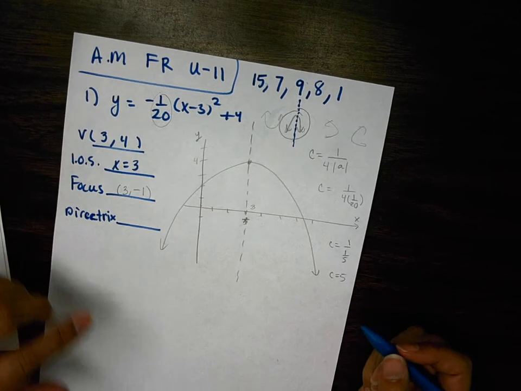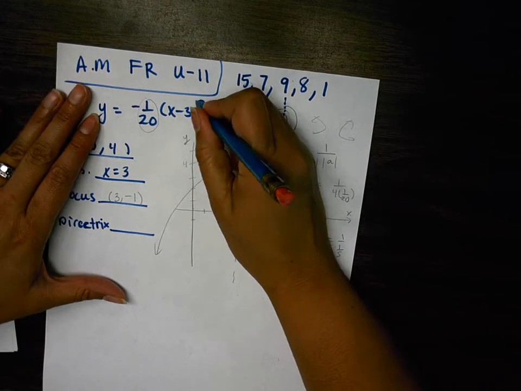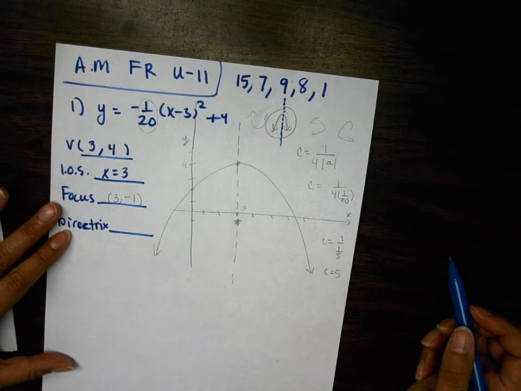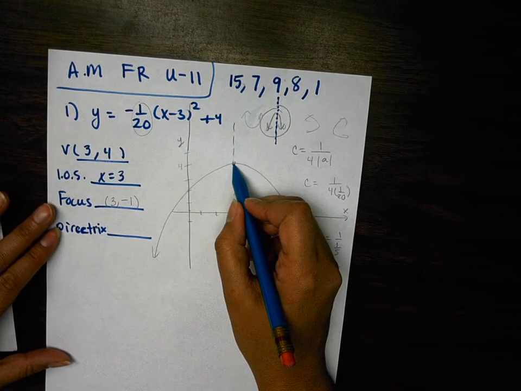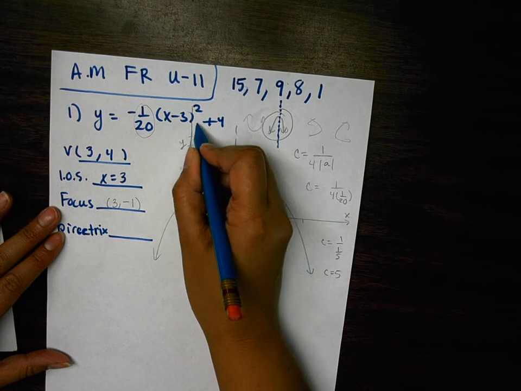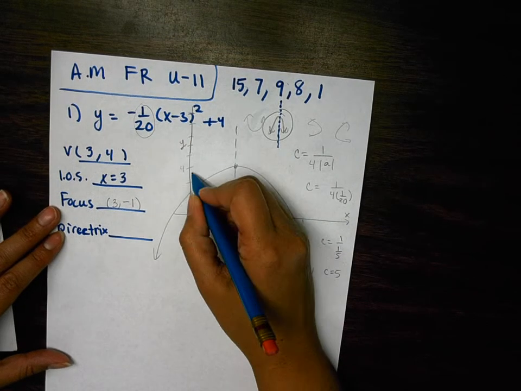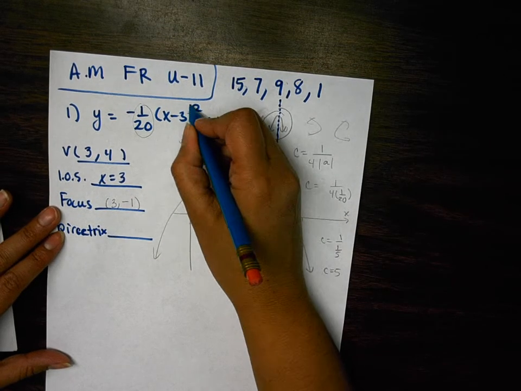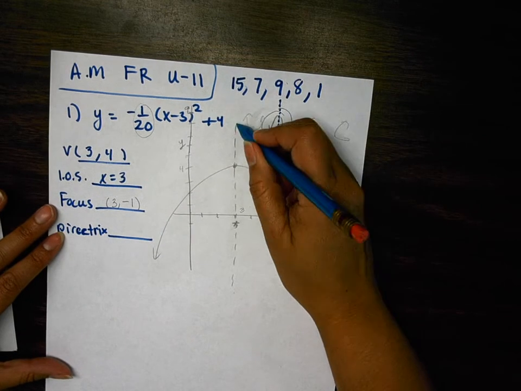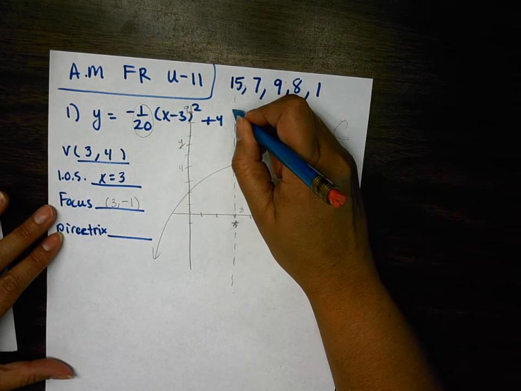Still 3. 3 what? -1. All right, directrix. I didn't give myself much room. Which way do I move for the directrix? Back to the vertex, I go up 5. 1, 2, 3, 4, 5. 4, 5, 6, 7, 8, 9.